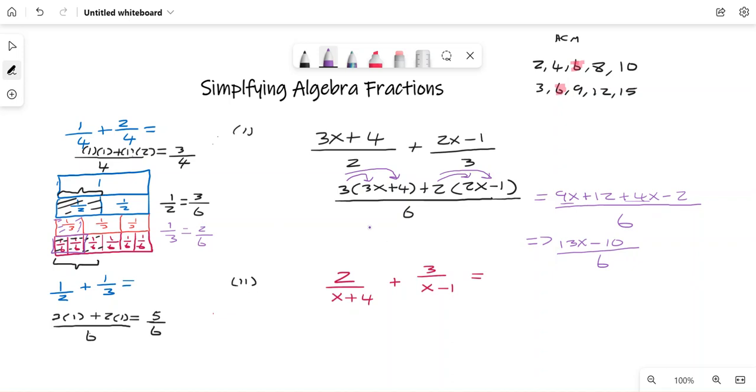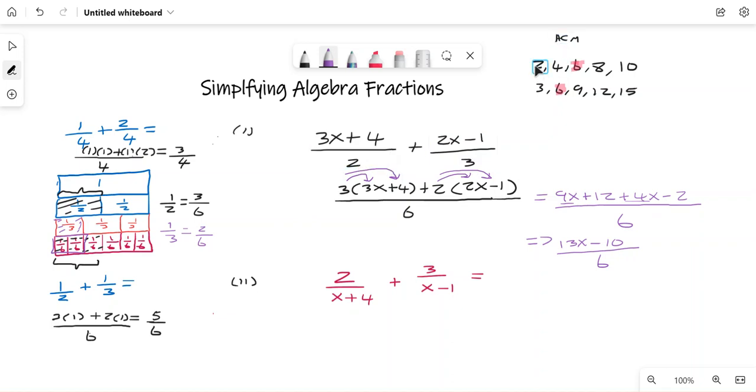So that's the first one that we've done, okay? So that's adding these two algebra fractions. So let's just recap what we've done. The first thing, you look at the two fractions and you look at the denominator, or the bottom numbers in the fractions. We identify the highest common multiple.